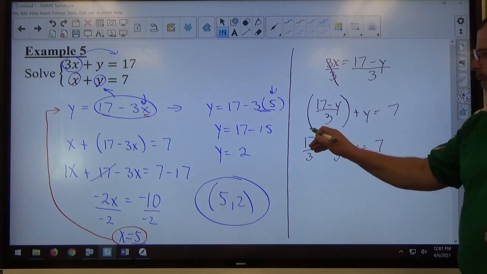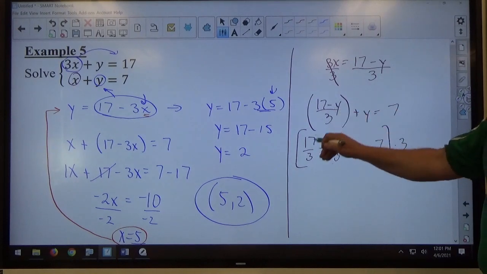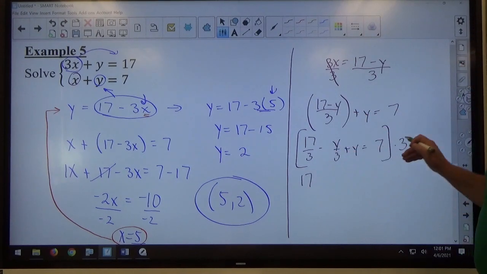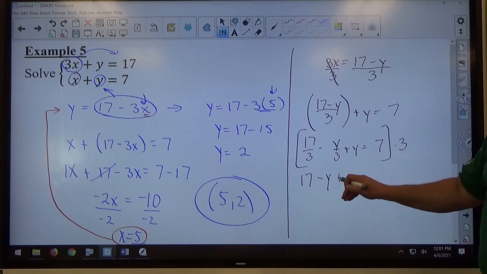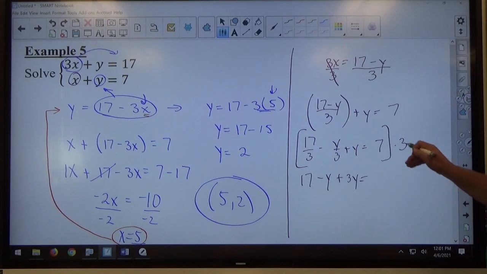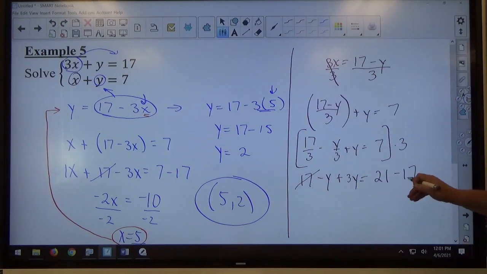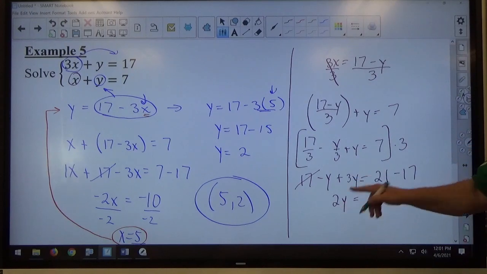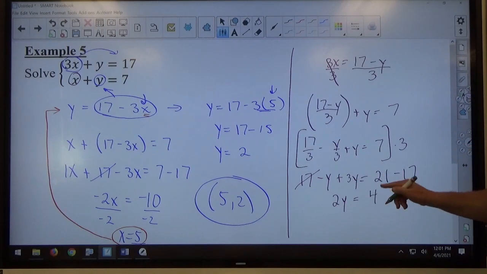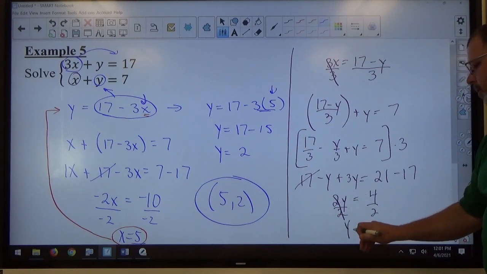And I would probably, for me, multiply everything by 3 to get rid of those fractions. So 3 times 17 thirds is 17. 3 times negative y over 3 is minus y. 3 times positive y is positive 3y. 3 times 7 is 21. Move the 17 over here. Positive 2y, subtract because the signs are different. Positive because 3 is bigger, equals 4. Subtract because the signs are different. Positive because 21 is bigger. Divide both sides by 2. And we get y equals 2.